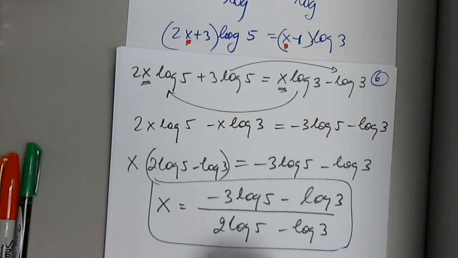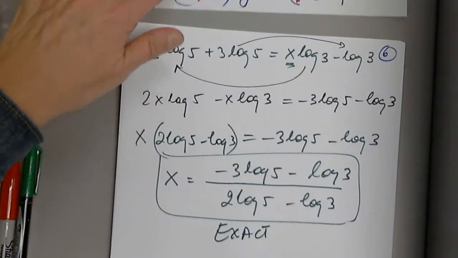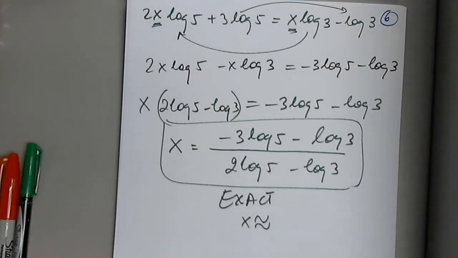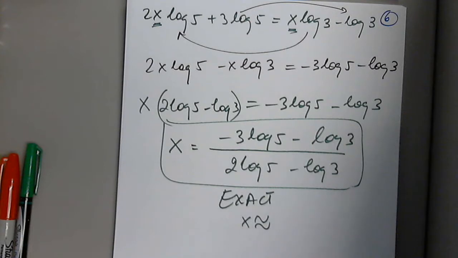What if we want to check? So this is the exact. If we want to check, we have to put it in the graphing calculator and approximate it. Let's do it. Okay, parentheses around the numerator, please. I was looking at the denominator. So minus 3 log 5, close the parenthesis. Minus log 3, close the parenthesis. Close the parenthesis for the numerator. Divided by left parenthesis, 2 log 5, close. Minus log 3, close. Close again, enter.